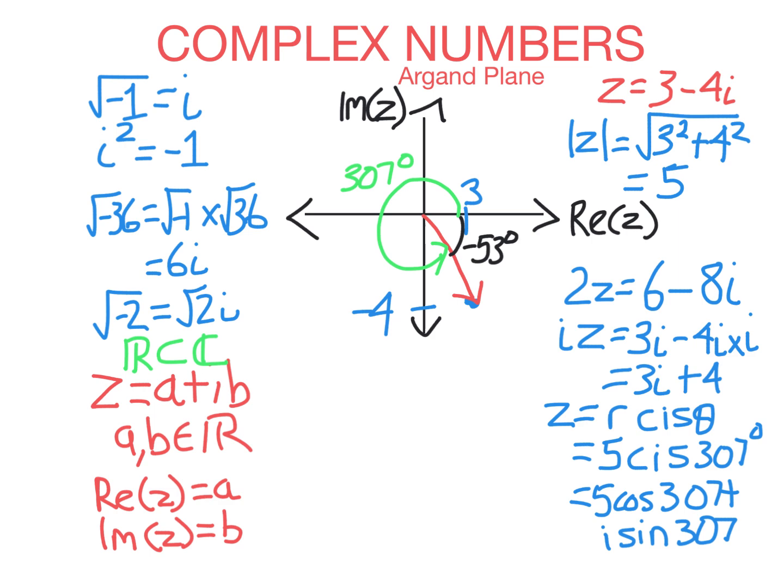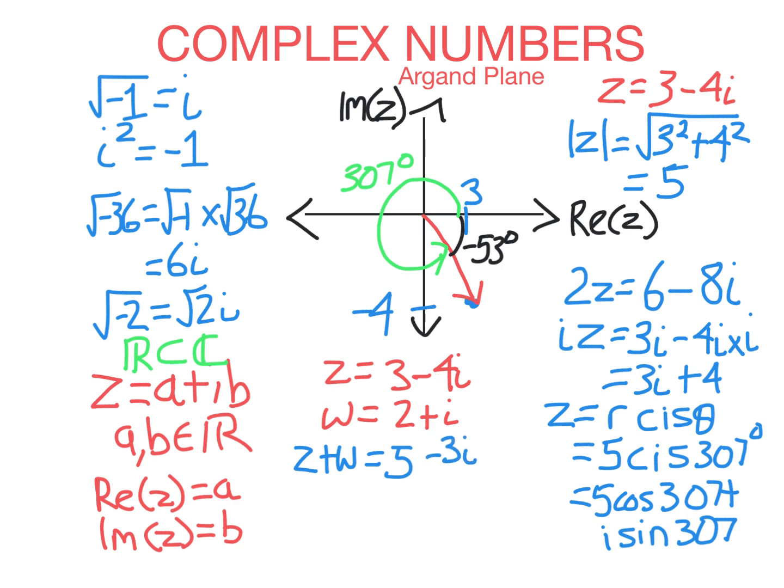So I said before z equals 3 minus 4i, let's introduce another complex number like w equals, for example, 2 plus i. Just as we did for vectors, we can add two complex numbers by simply adding the components separately. So we add together their real components, 3 plus 2 is equal to 5, and we add their imaginary components. Minus 4 plus 1 is minus 3. So z plus w is 5 minus 3i.